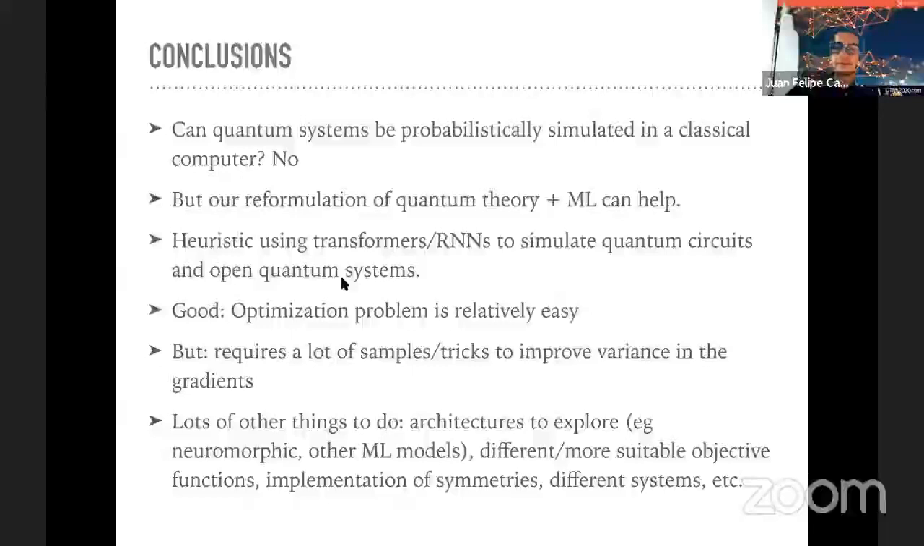The good news is these optimizations are easy. They're relatively easy, even though they require some tricks like variance reduction techniques and sampling tricks and so on. There's lots of other things we can do, like we can explore different architectures. I have the example of the neuromorphic as one I didn't anticipate, but that works really well. Other machine learning models, different, more suitable objective functions. These were all heuristics we came up with, but there may be better ones. We can try to implement symmetries, different systems, and so on. And with that, I'd like to conclude and thank the organizers and everybody for attending.